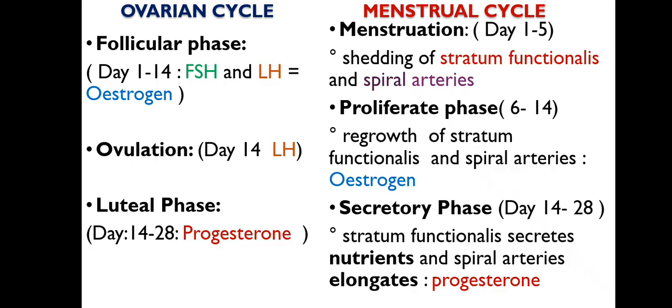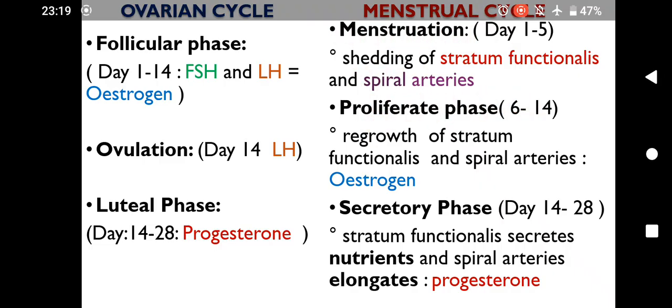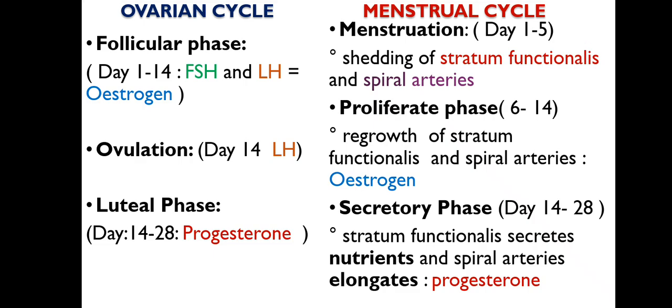So from day 14 to day 28, there will be what we call the secretory phase. Remember, day 1 to day 5, we said the menstruation phase. Day 6 to day 14, we said the proliferative phase. Day 14 to day 28, we call it the secretory phase. And it's very simple. You know why? This secretory phase is as a result of the luteal phase.